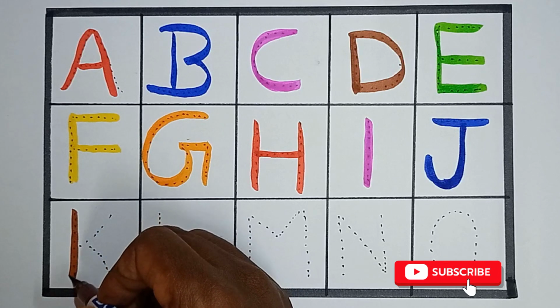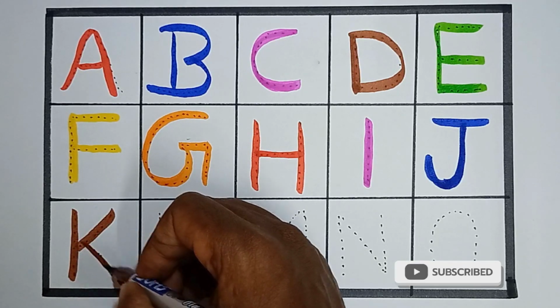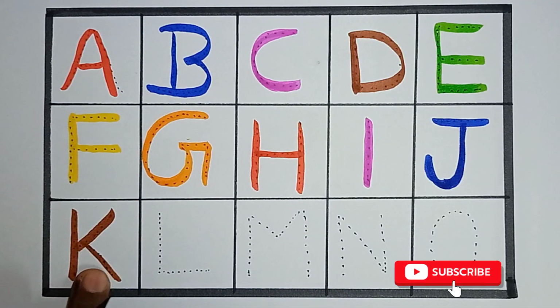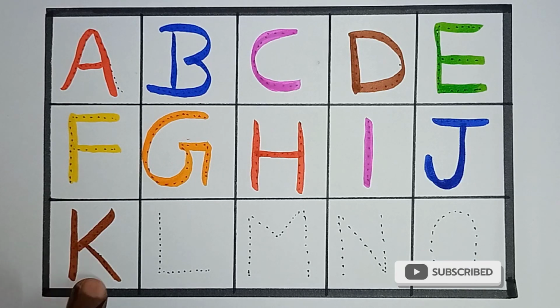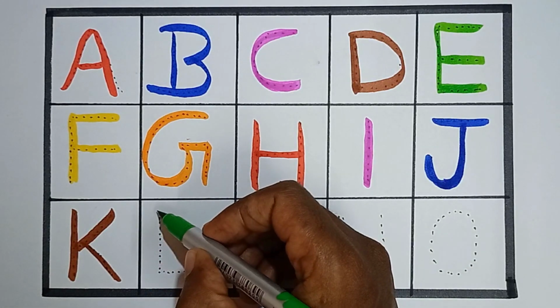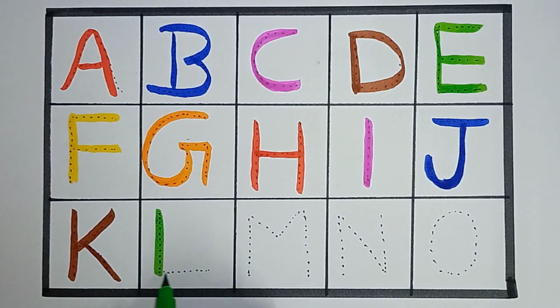Next, K. This is capital letter K. K for king. Then L. L for lion.